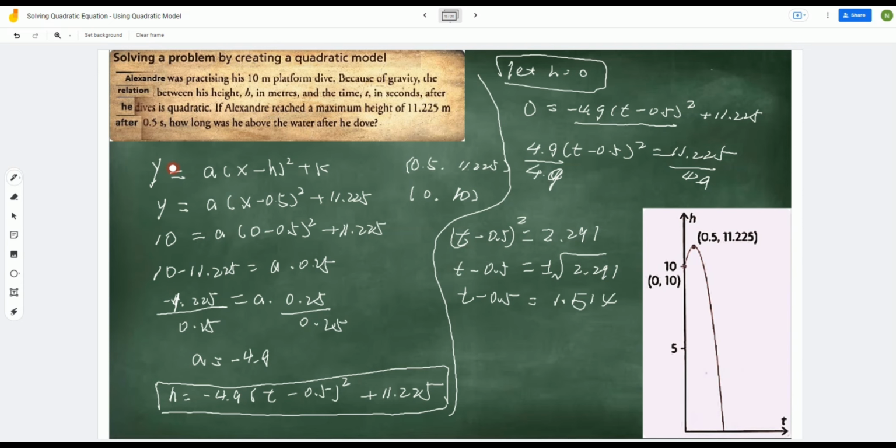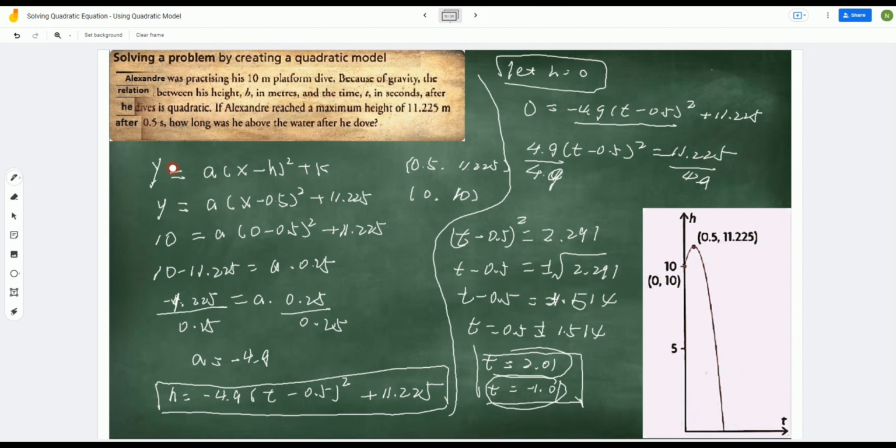The square root of 2.291 is 1.514. So this is plus or minus. t equals 0.5 plus or minus 1.514. Taking plus and minus, one t equals 2.01, and the other t equals negative 1.01. We get two solutions, but t equals negative 1.01 doesn't make sense, because time cannot be negative. So we take t equals 2.01.